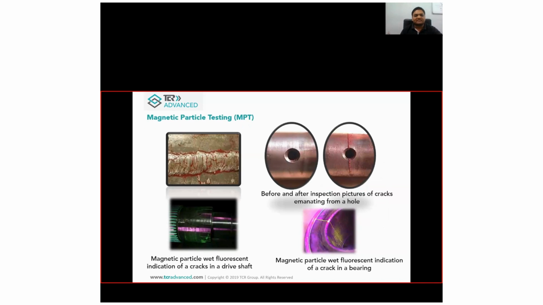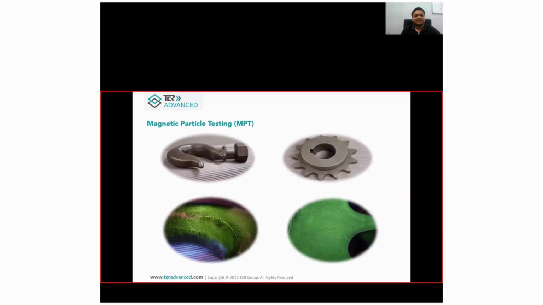These are some indications, photographs we observed in magnetic particle inspection, visible as well as fluorescent. The first line is for visible inspection, and second you can see the indications observed in fluorescent magnetic particle inspection. This is one sample of a hook with fluorescent magnetic particles. We found some indications.